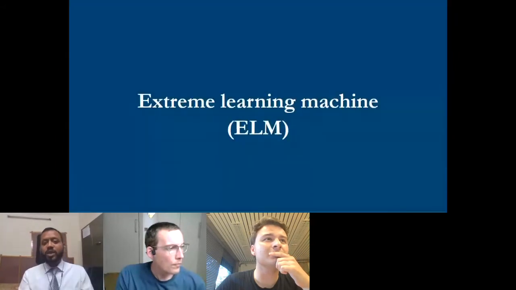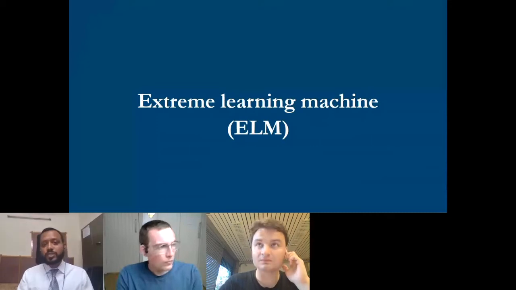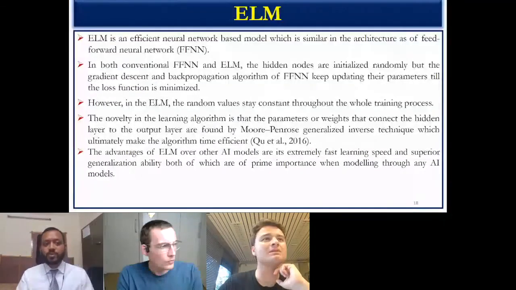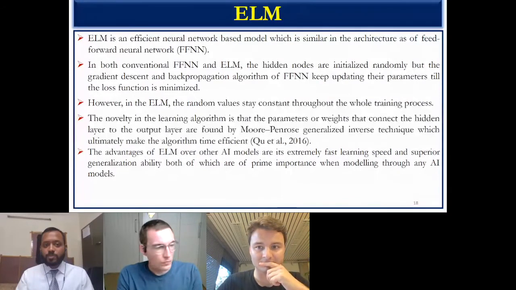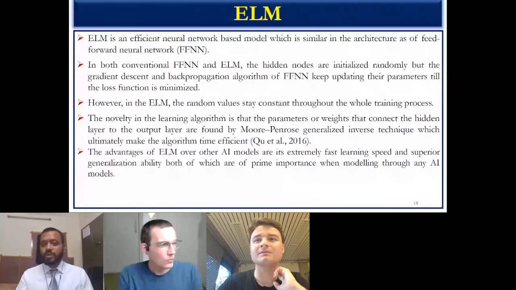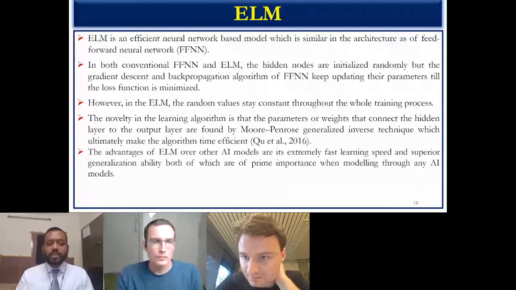Then there comes the forecasting model, the extreme learning machine. So what is an extreme learning machine? ELM is an efficient neural network based model which is similar in architecture to a feed-forward neural network. In both the feed-forward neural network and ELM, hidden nodes are initialized randomly, but the gradient descent and back propagation algorithm of a feed-forward neural network keep updating the parameters till the loss function is minimized. However, in ELM, the random values stay constant throughout the whole training process.